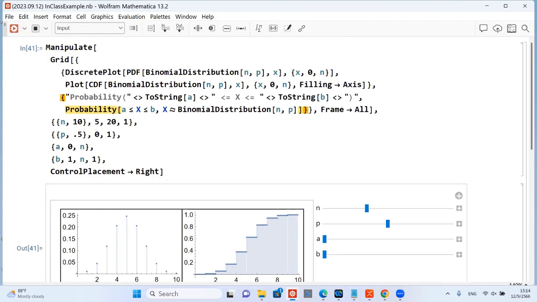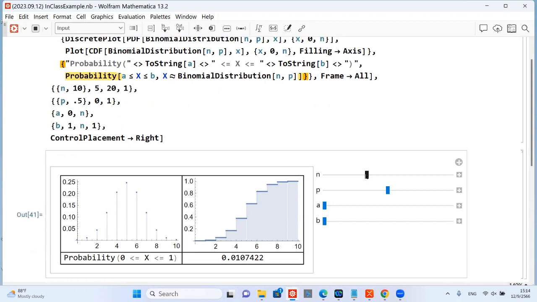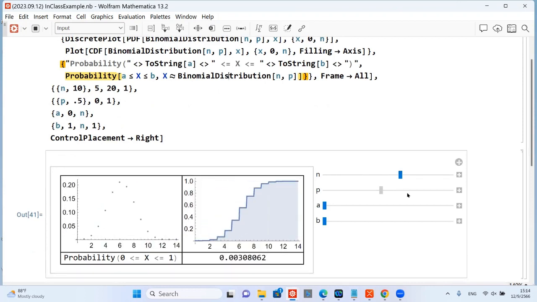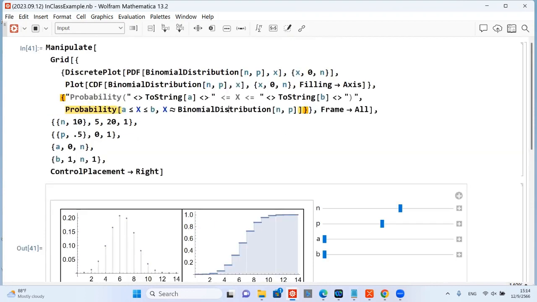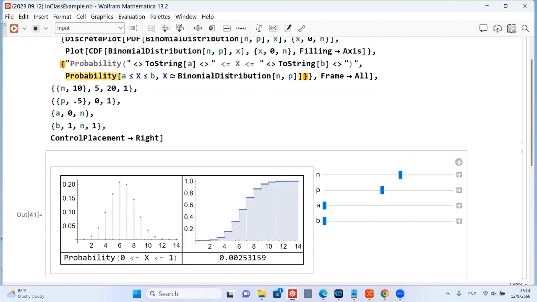So let's say you are assigned to show something about binomial distribution. Well, what can you do with binomial distribution? You can certainly show the PDF and CDF, right? And then you can play around with different N and different P, right? And based on that assumption, you can calculate this. You can say, what's the probability X between A and B, given that X has binomial distribution N and P? And then allow this to be N and P, while A and B would be your interrogator.